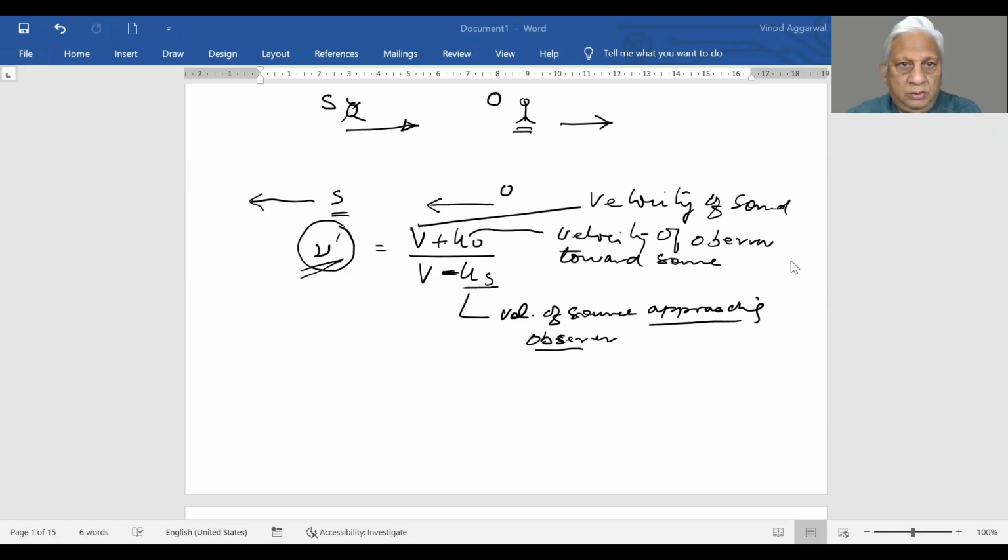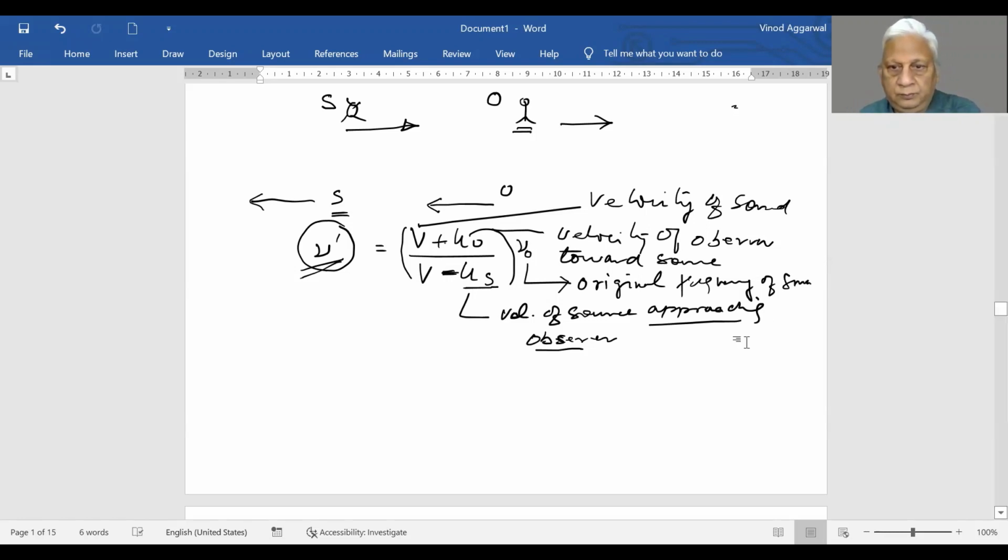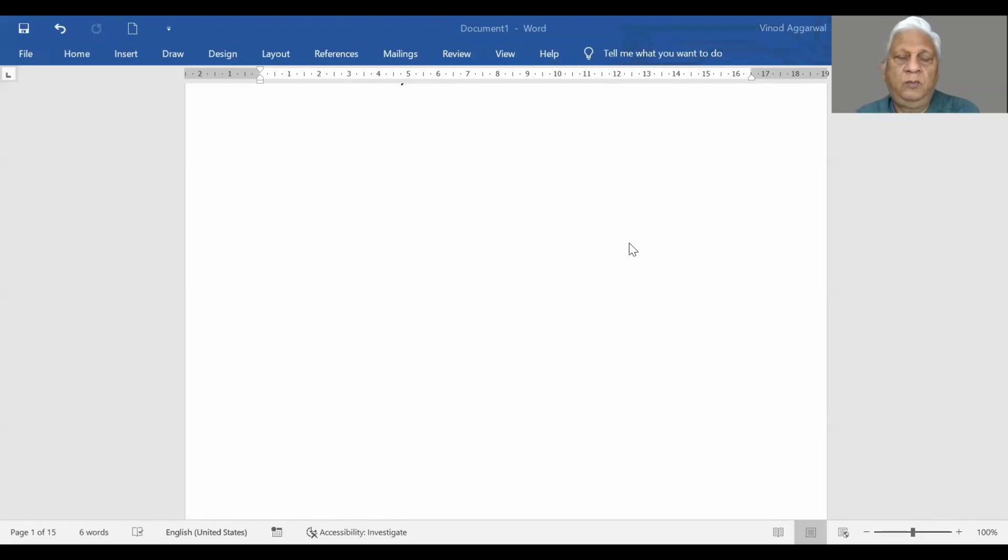Now, this whole thing is also multiplied by mu naught, the original frequency of source. We have a source here and we have an observer here.